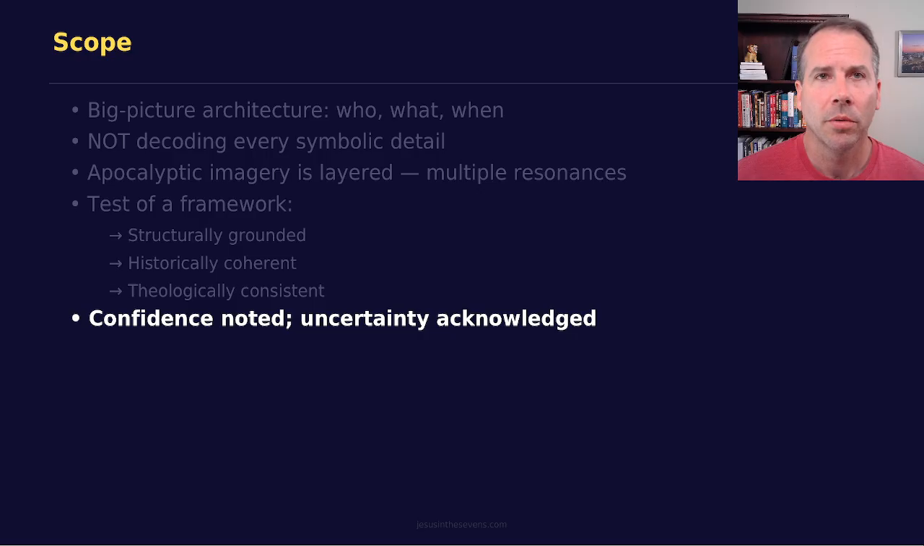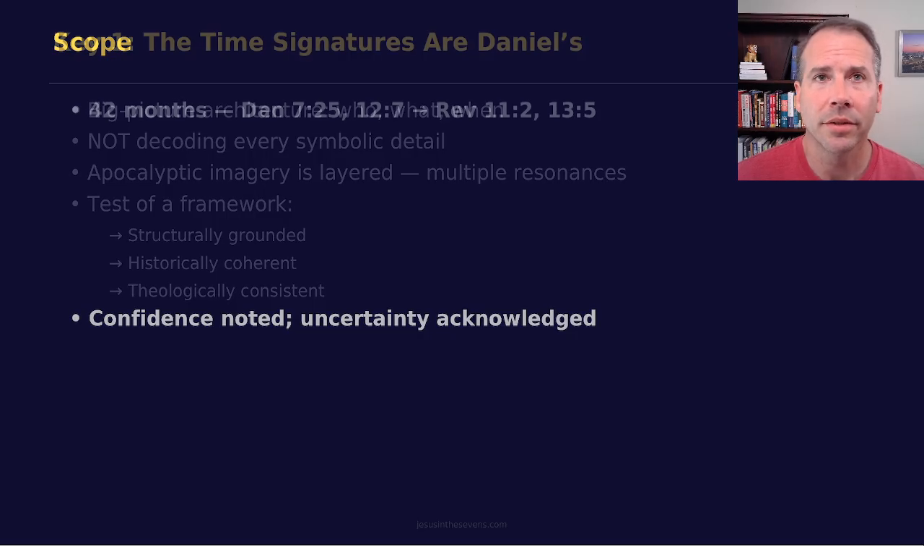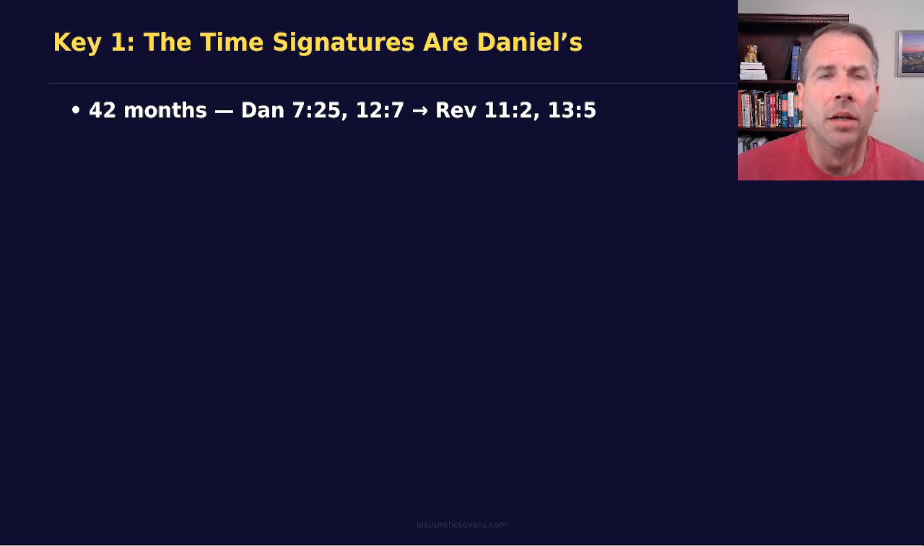We'll try to note where we're confident, where there's some uncertainty or latitude, and where I think there's not latitude because, for example, Daniel's dates lock you in. Other places that rigidity isn't there, and so we'll try to point that out. Okay.